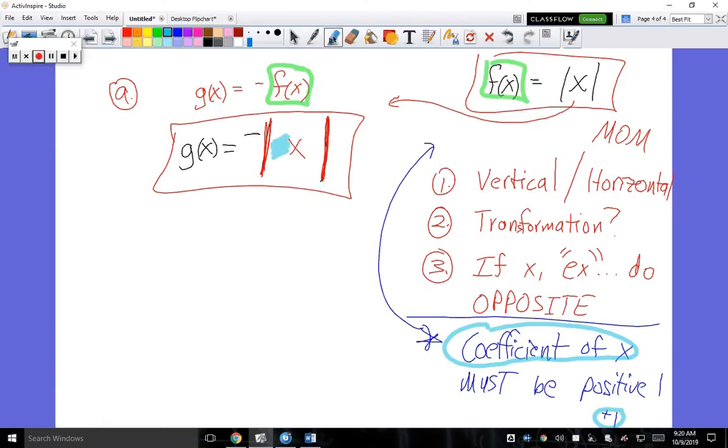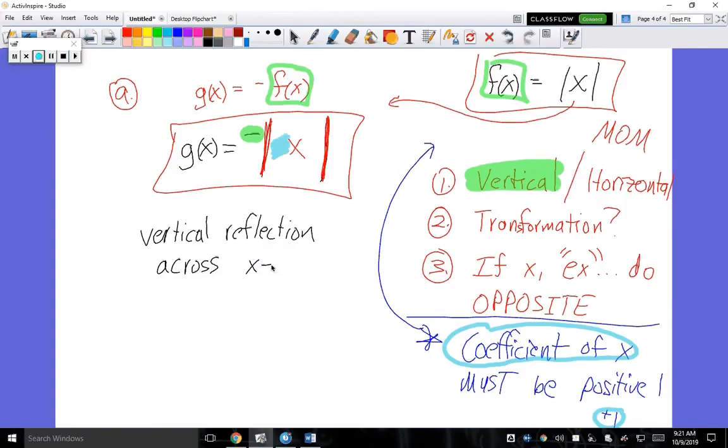The first thing, is it vertical or is it horizontal? It's vertical because it's not with the x. What is a negative transformation? What does it do? It reflects. So I'm going to write it as we go through it: this will be a vertical reflection across what? I was going a little bit too fast, but across the x-axis.